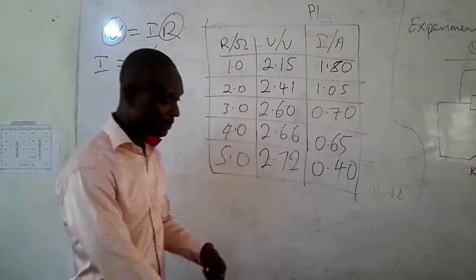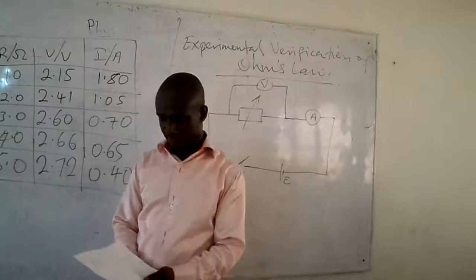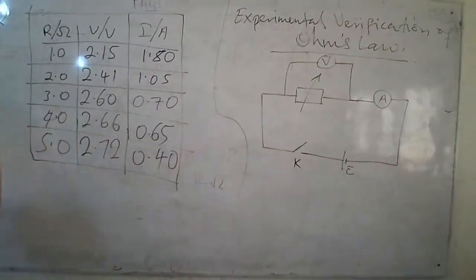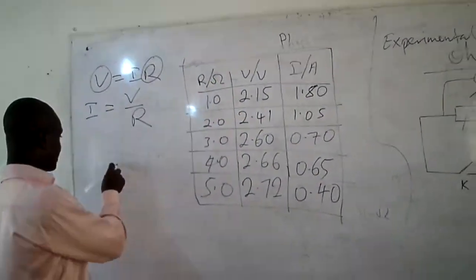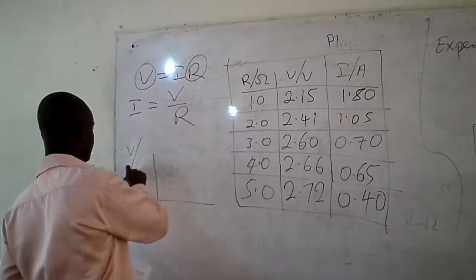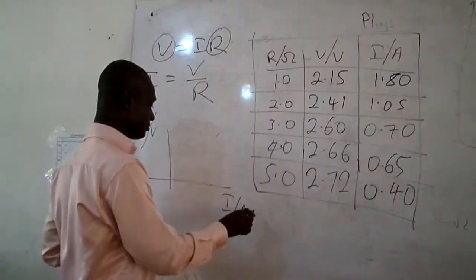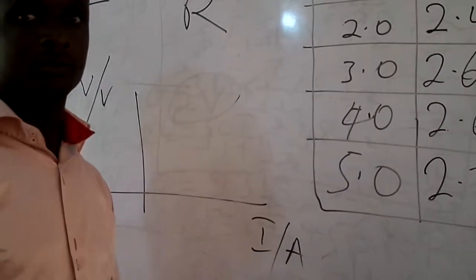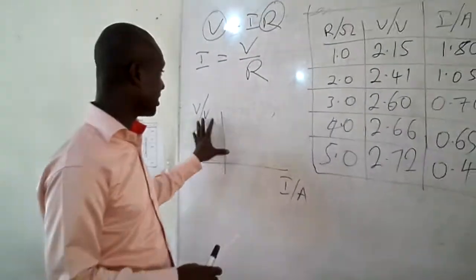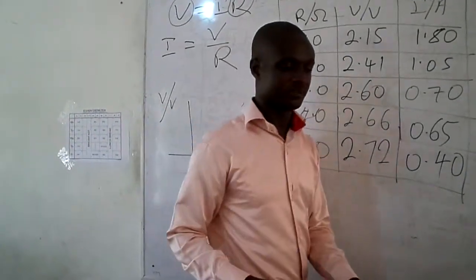So, I want you to continue by plotting a graph. I want you to plot a graph of V against current. When we meet again in our next meeting, we shall discuss the graph that we have plotted.